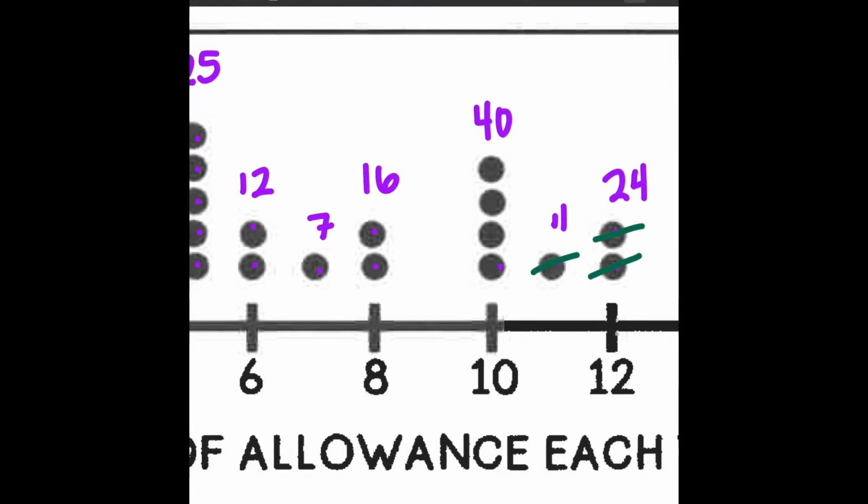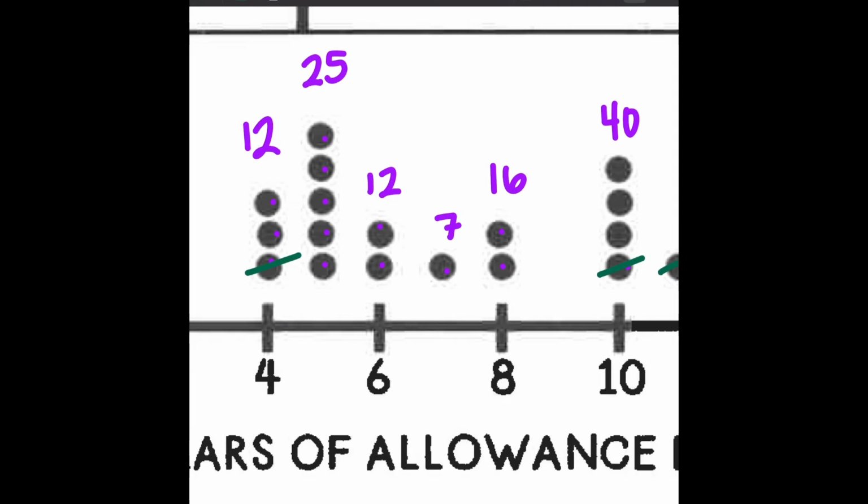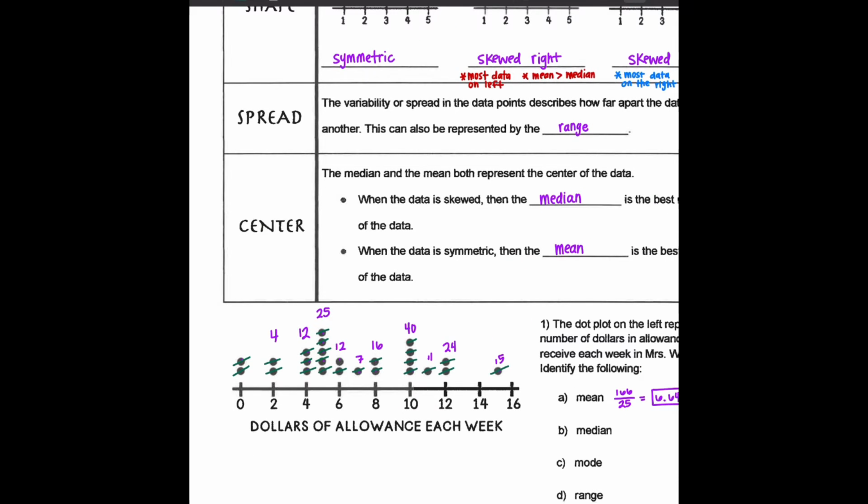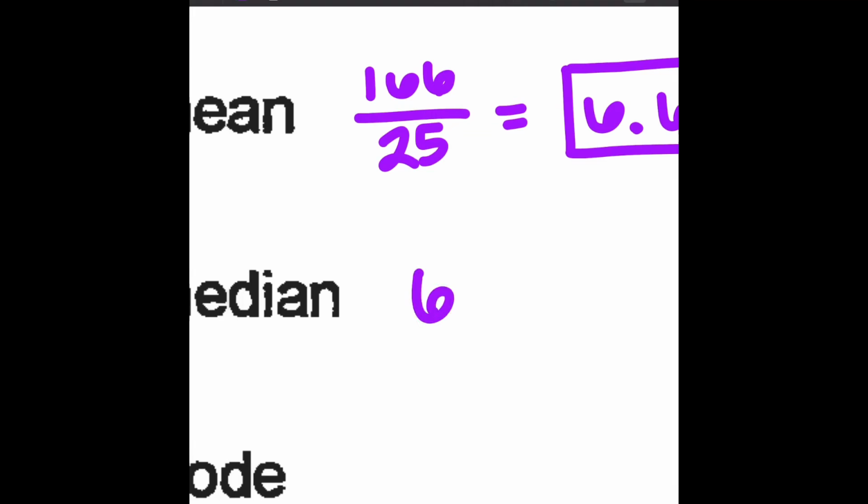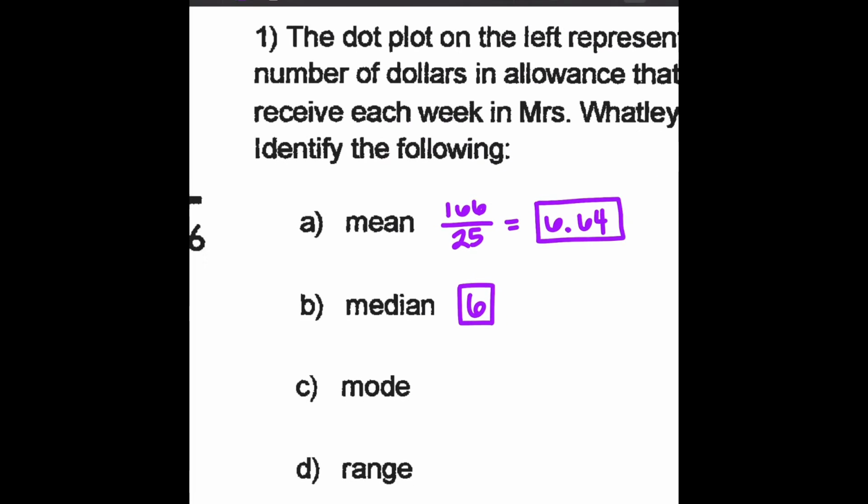I'm going to cross off this first 4 and the first 10, the second 4 and the second 10, the third 4, the third 10, the first 5, the last 10, second 5, first 8, third 5, last 8, 5, 7, 5, 6. And I'm left with a point in the middle. That's 6. So 6 is the median.